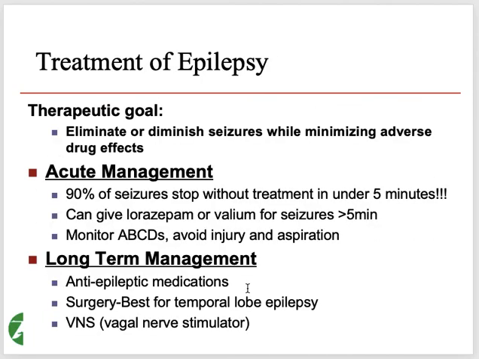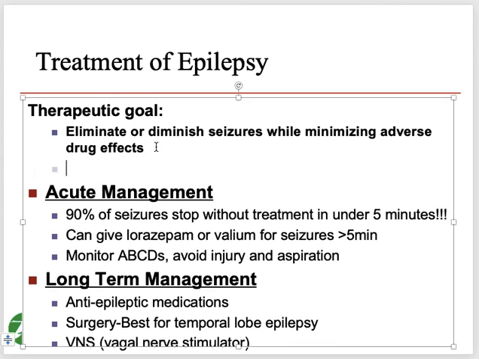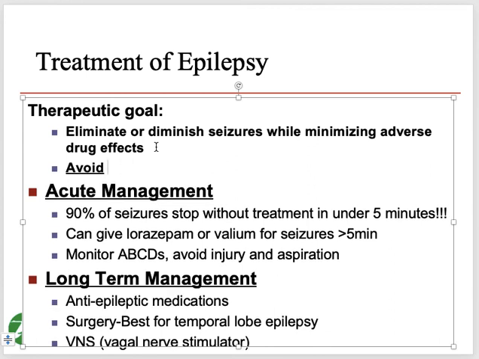Treatment of epilepsy. First of all, from the history we try to sort out whether the patient has any provocative factor or not. For example, if someone has seizures due to bright lights, we simply ask them to avoid that. So the first thing is to avoid any precipitating factors, right? Loud noises, flashes of light, and all this stuff.